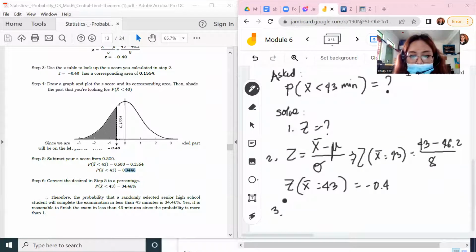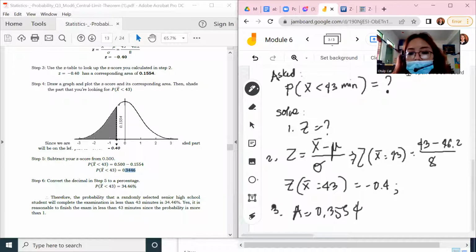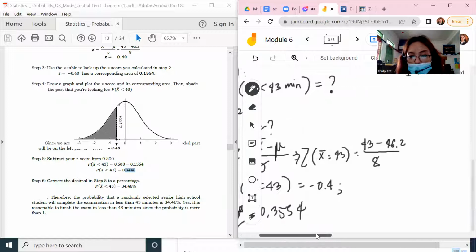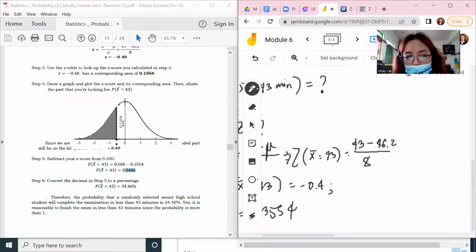So negative 0.3. So now the step 3: use the z-table to look at the z-score and calculate the corresponding area. The corresponding area according to the table we are using is 0.3554. And step 4 is the graph, so I won't graph it, I will just explain the graph.